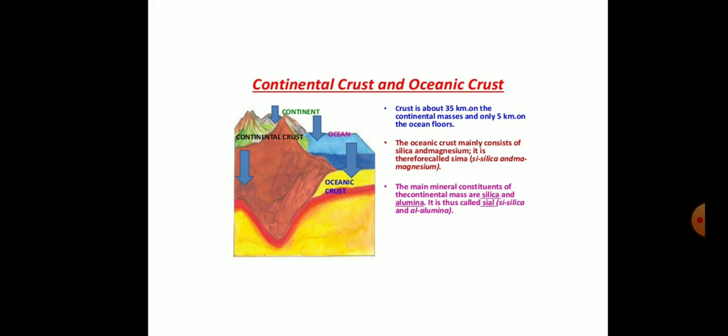The crust is about 35 kilometers thick on the continental masses and only 5 kilometers on the oceanic floors. Oceanic crust mainly consists of silica and magnesium. That is why it is also known as SIMA. The main mineral constituents of the continental mass are silica and alumina. It is thus called SIAL. So here we have the differentiation of the crust, oceanic crust and the continental crust.